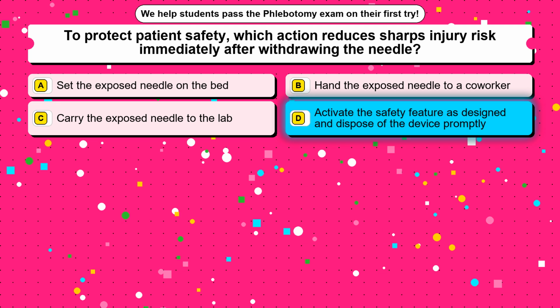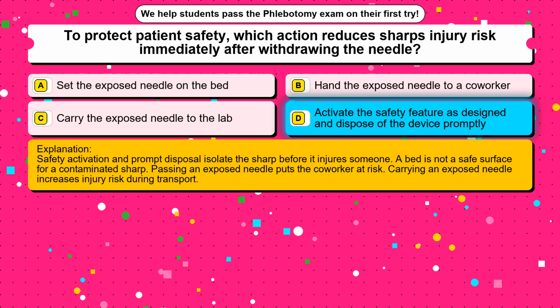The correct answer is option D. Activate the safety feature as designed and dispose of the device promptly. Safety activation and prompt disposal isolate the sharp before it injures someone. A bed is not a safe surface for a contaminated sharp. Passing an exposed needle puts the coworker at risk. Carrying an exposed needle increases injury risk during transport.